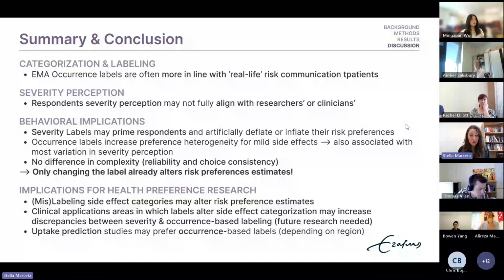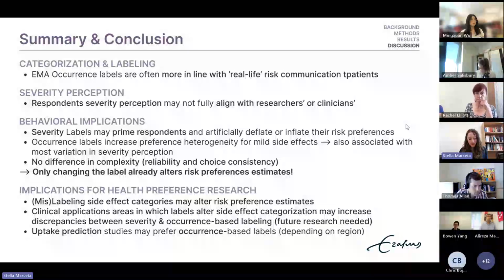And there seems to be no difference in complexity in terms of the reliability and the choice consistency of the results. So what I want to highlight here is that only changing the label of these side effect categories already alters the risk preference estimates. And the implication for health preference research is that mislabeling or just labeling side effect categories may alter risk preference estimates. So it's important to be aware of that.